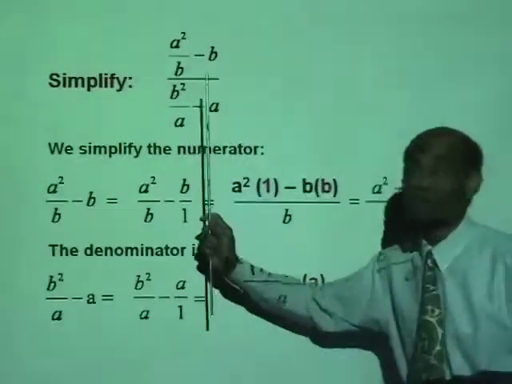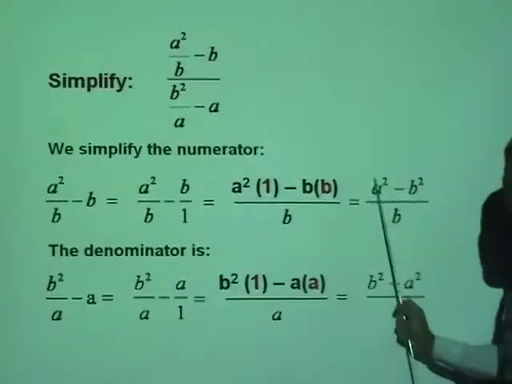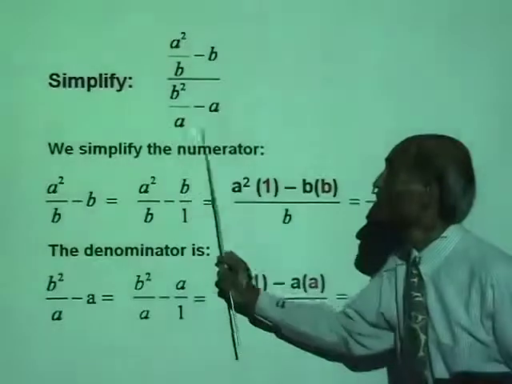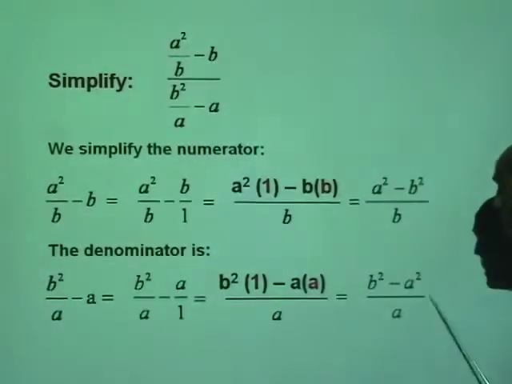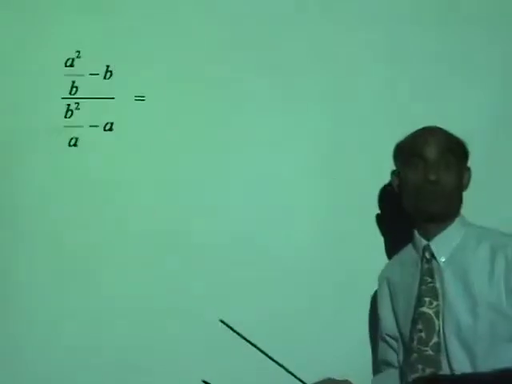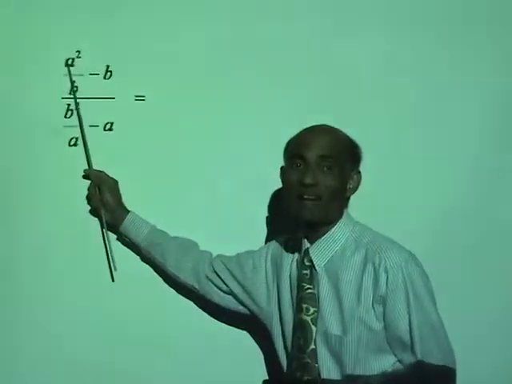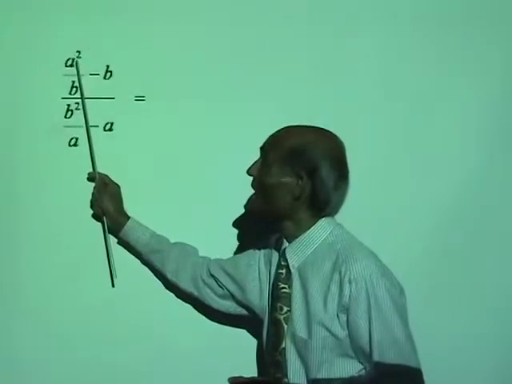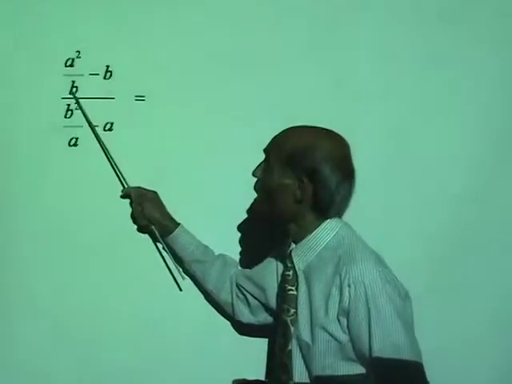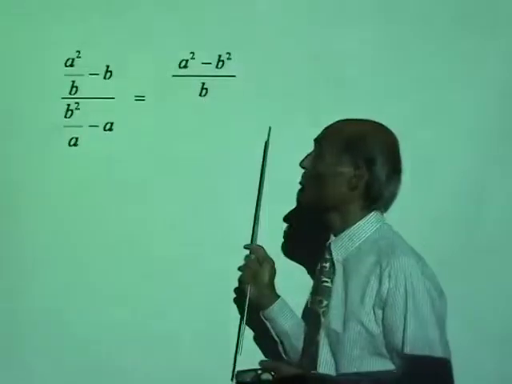Okay, in our next slide, we will replace this numerator by this quantity (a² − b²)/b. And we will replace this denominator by this quantity (b² − a²)/a. Let's go and do that. So, tell me, what is this quantity going to be replaced by? You can actually do it right here. a² − b times b, b², over b. There you are. (a² − b²)/b.